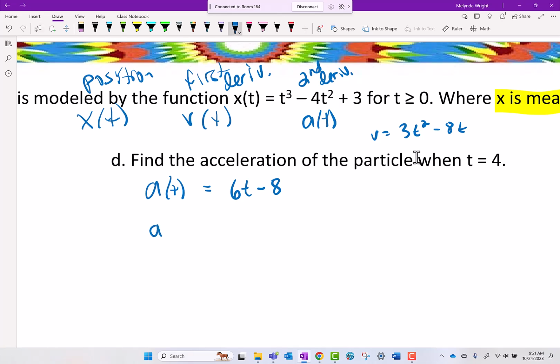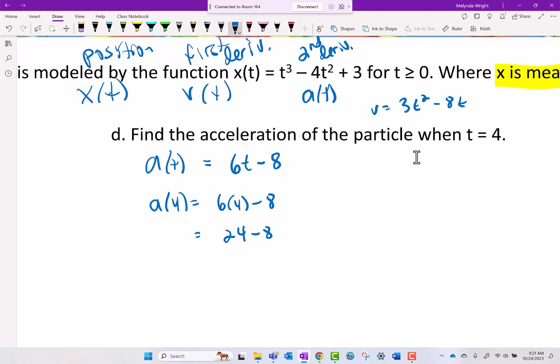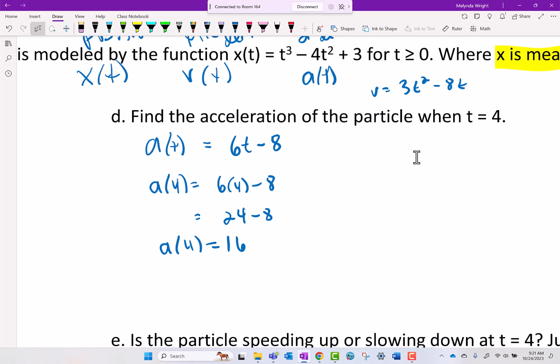All right, so a of 4 is 6 times 4 minus 8. So 24 minus 8. What is that? Is that 16? A of 4 is 16. I've always found acceleration units kind of strange. It's centimeters per minute squared, which is kind of weird to me. That's a weird unit, but it is what it is.